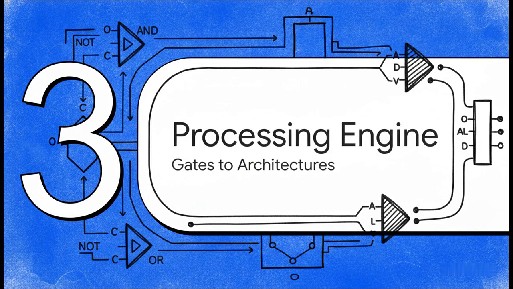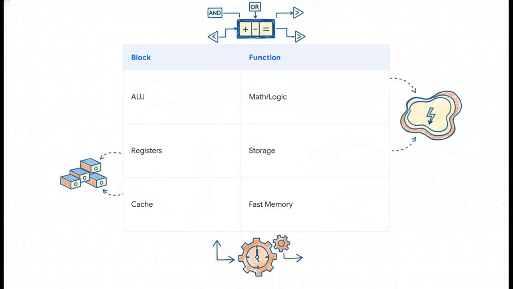Section 3. Building the processing engine, taking it from gates up to architectures. So we've combined our logic gates to create functional blocks, right? Things like the ALU, or arithmetic logic unit, which does the actual heavy lifting, the addition, subtraction, and logical comparisons. But an ALU needs a place to hold intermediate information while it's crunching those numbers. That is exactly where registers come in.